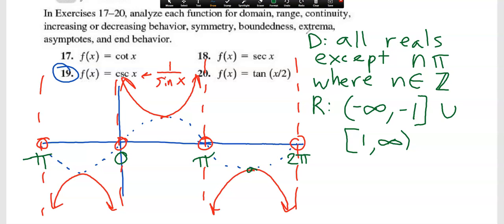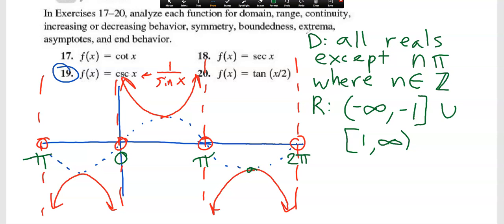Is this thing continuous or discontinuous? Definitely discontinuous. Yeah, you got to pick up your pencil a bunch. Where do you have points of discontinuity? Yes. It goes along with that domain thing, right? The points of discontinuity are those integer multiples of pi, n pi, where n is an element of the integers.